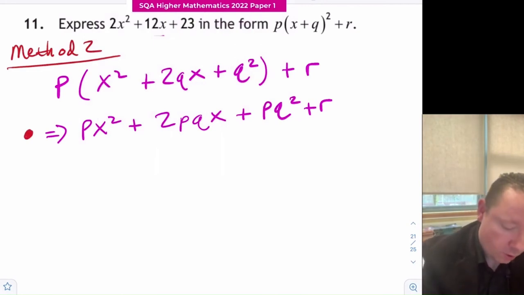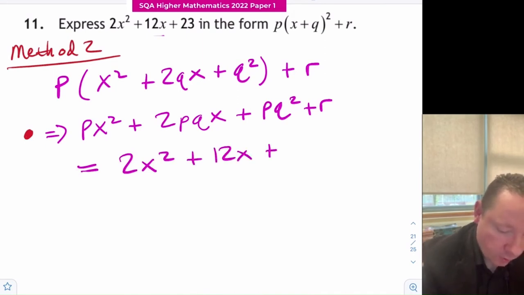So this obviously equals 2x squared plus 12x plus 23. So we should be able to see that the coefficient of x squared here is 2, and the coefficient of x squared here is p. So p is obviously equal to 2. We can see right here that p immediately equals 2.